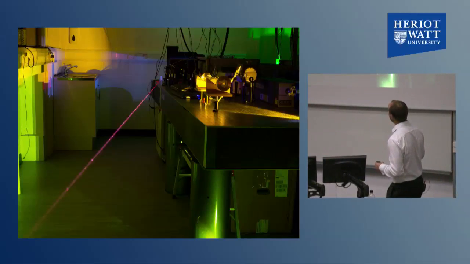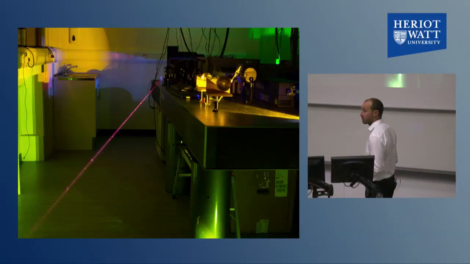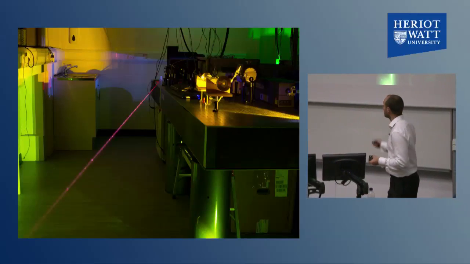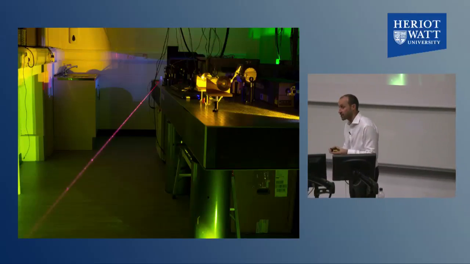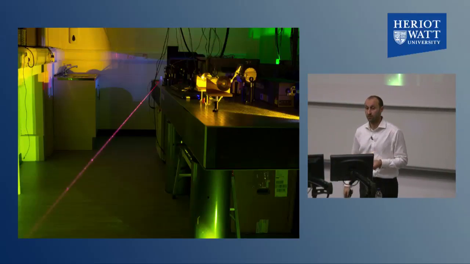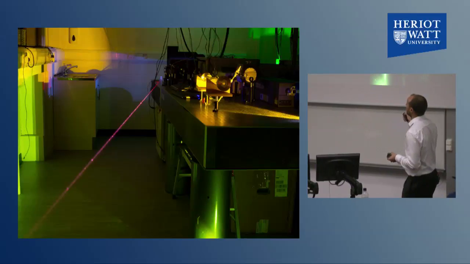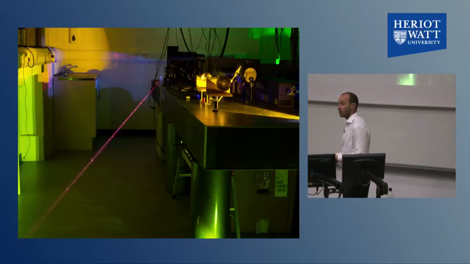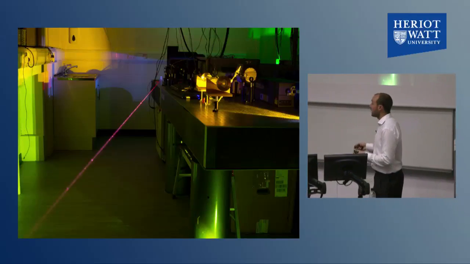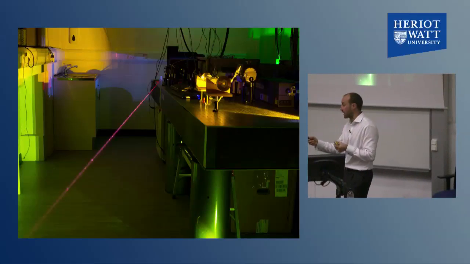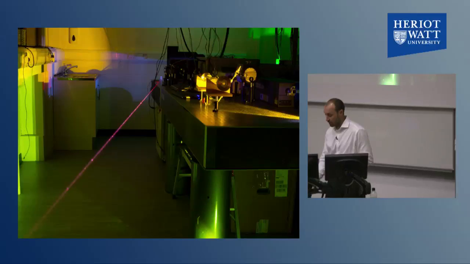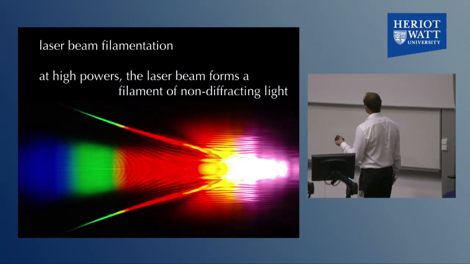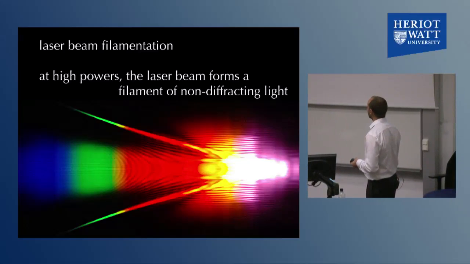And what we're doing here is shining this very powerful, intense laser beam through the lab. What you would normally expect for, let's say, a low-power laser beam is for it, due to diffraction, to become wider and wider as it moves down the lab. But what is actually happening here is that this beam is collapsing in on itself due to what is called a nonlinear optical effect. And it's forming a non-diffracting filament of light. These indeed are called laser beam filaments, and we've been studying these for several years.